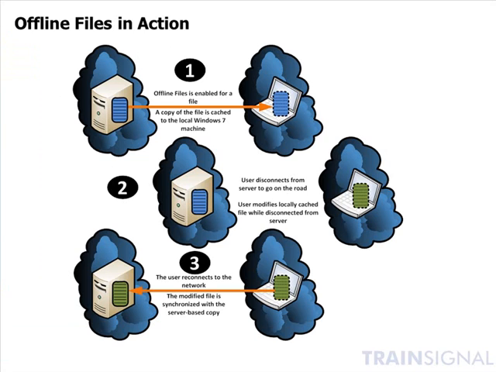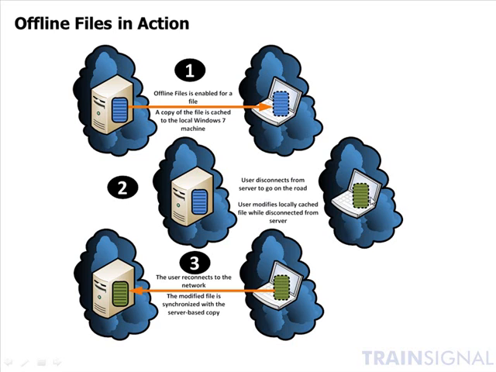Here's a look at how Offline Files actually works. In step 1, the user enables Offline Files for a particular file, and that's designated in the blue. And the copy of that file is then cached to the local machine. And this is a blue document with a little squiggly around it. Now the user disconnects from the network. You'll notice the orange line is gone to go on the road.